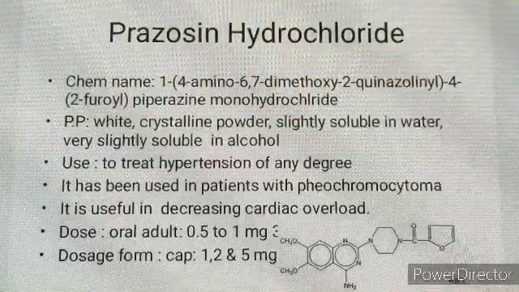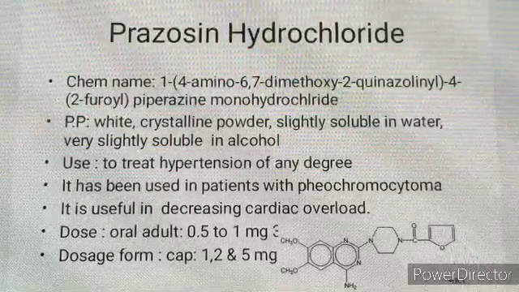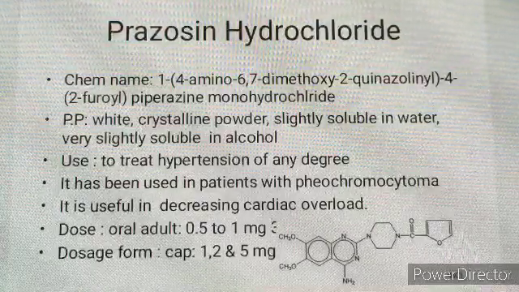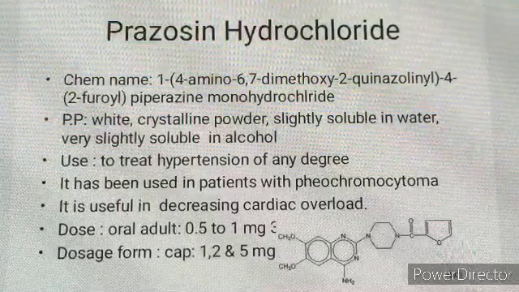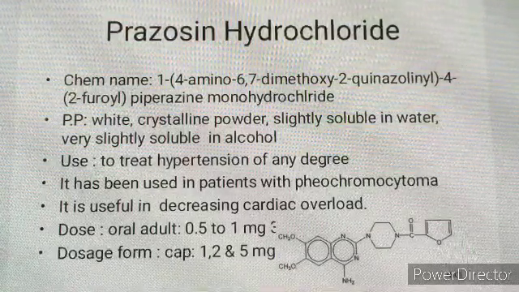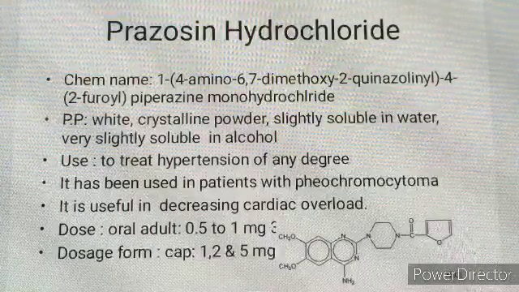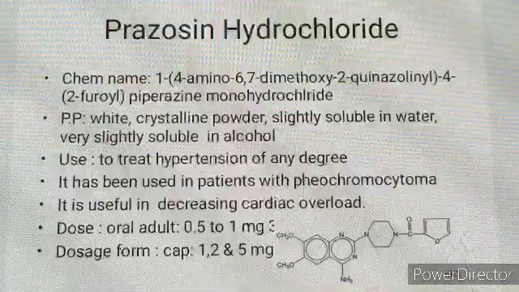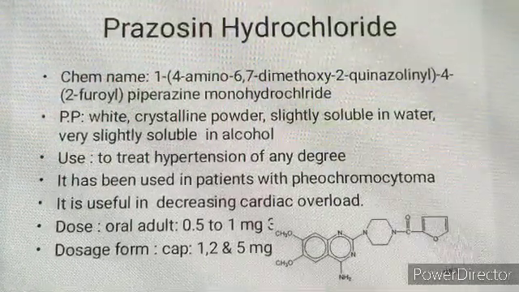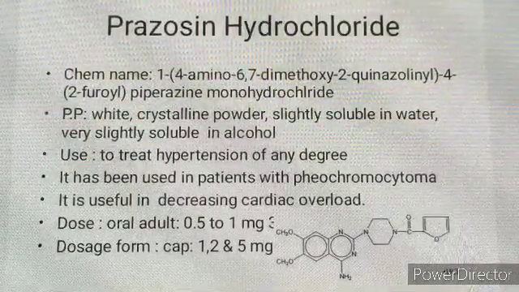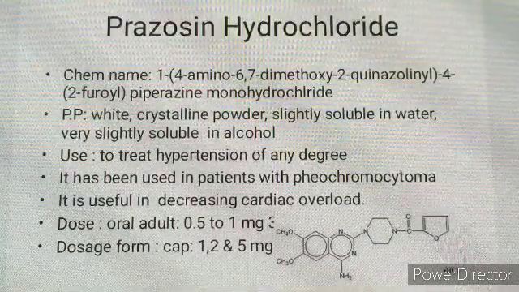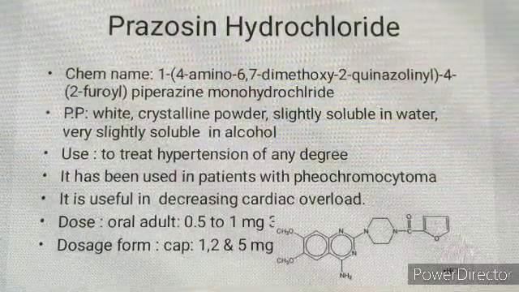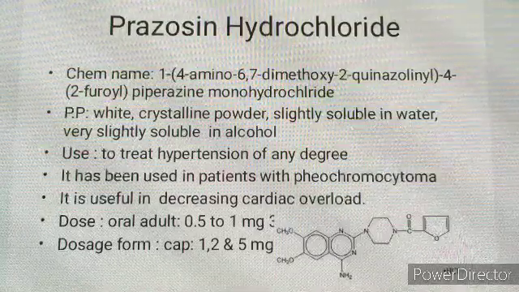We talk about the drug prazosin hydrochloride. This is 1-(4-amino-6,7-dimethoxy-2-quinazolinyl)-4-(2-furoyl) piperazine monohydrochloride. This is white crystalline powder, slightly soluble in water, and this is used to treat hypertension of any degree. It is also used in patients with a pheochromocytoma, that is a tumor of the adrenal medulla, and this is useful in decreasing cardiac overload. Oral dose is 0.5 to 1 gram, and the dosage form is capsules.